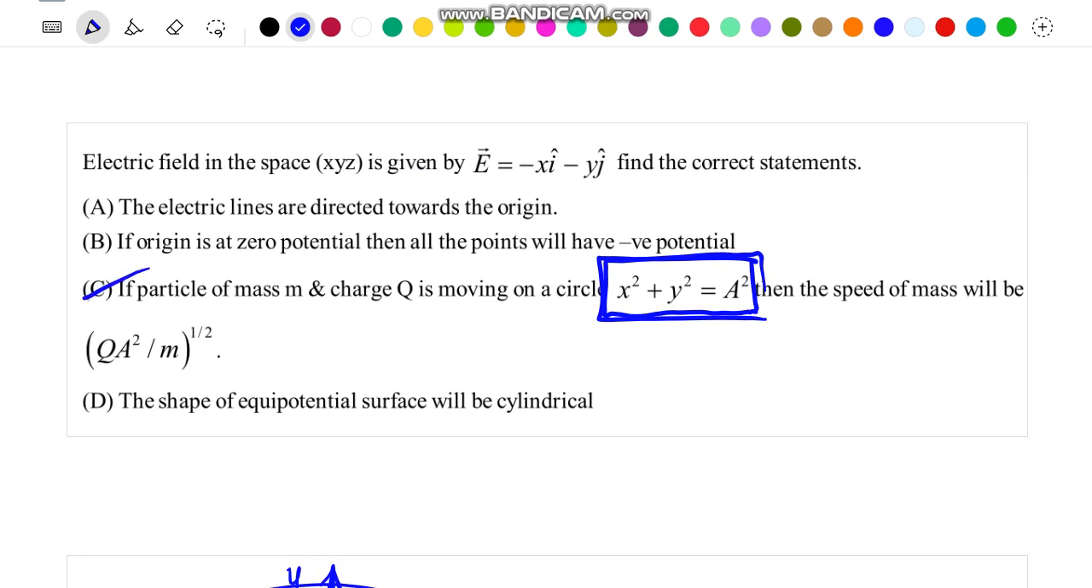And we can also conclude that the shape of the equipotential surface will be cylindrical, since we know that the field lines are along the cylindrically inward direction with the z-axis as the axis of the cylinder. We know that the equipotential surface is always perpendicular to the direction of the field. So this equipotential region will be cylindrical in shape, with the z-axis again as the axis of the cylinder. This is our final desired result, that is option C and D. Thank you.